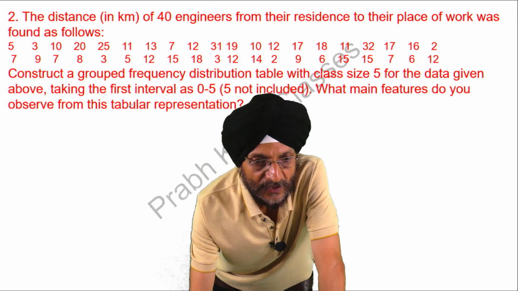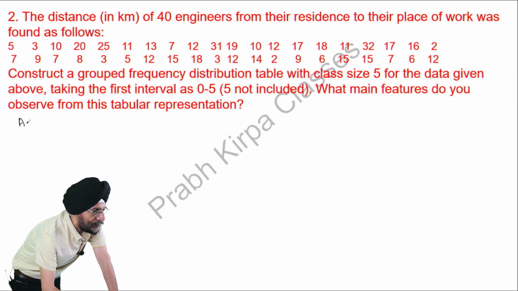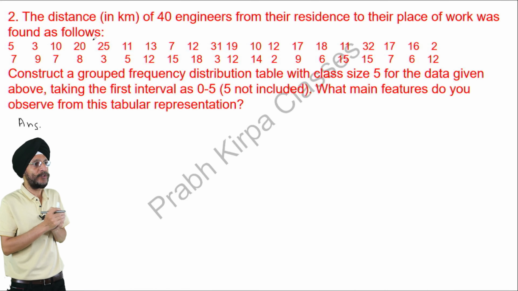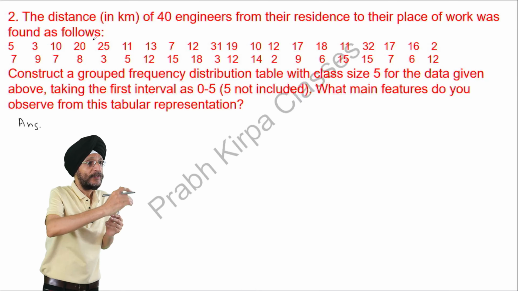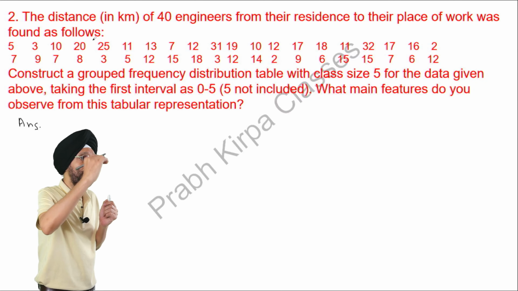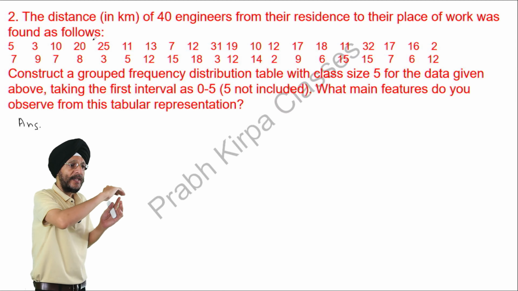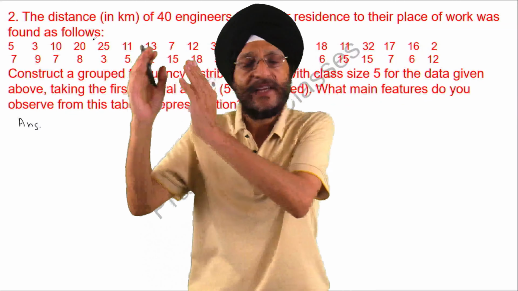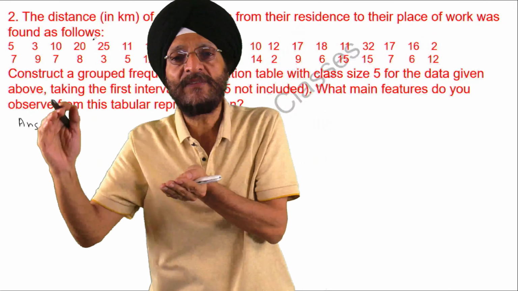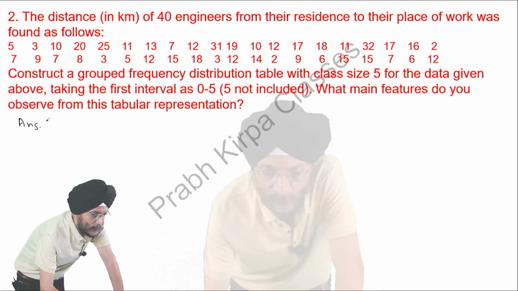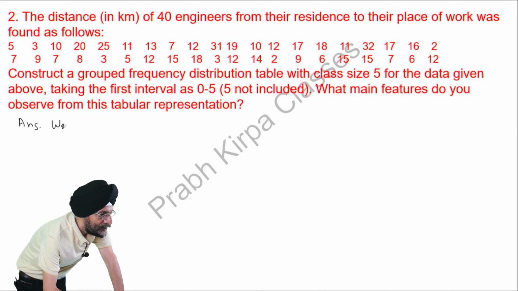Now, first we will have to form the grouped frequency distribution table. We will have to form groups. So first, for forming the groups, we will have to find out the minimum distance a particular engineer has to travel and the maximum distance an engineer might have to travel to go to office. So first we see the minimum distance.